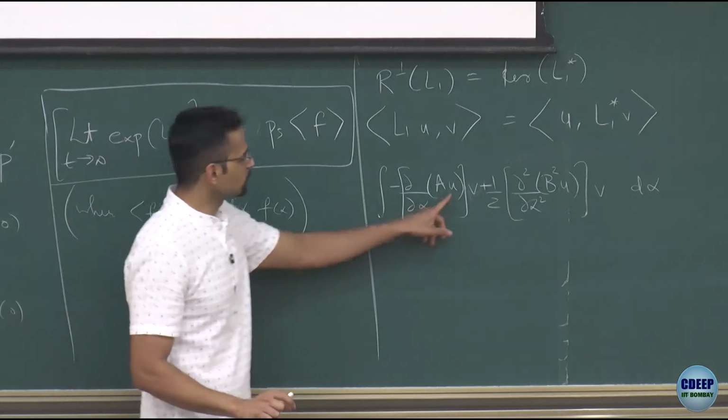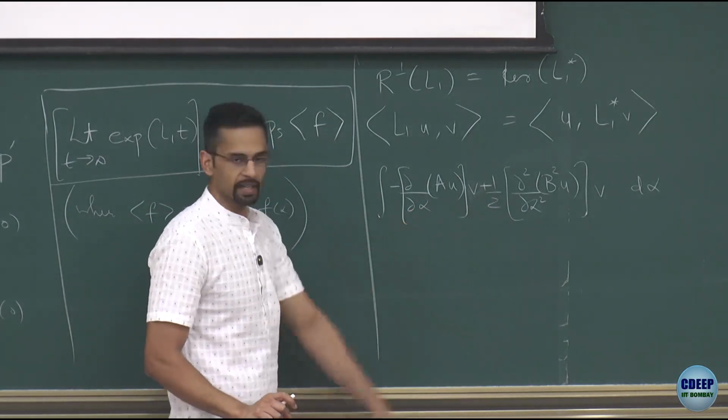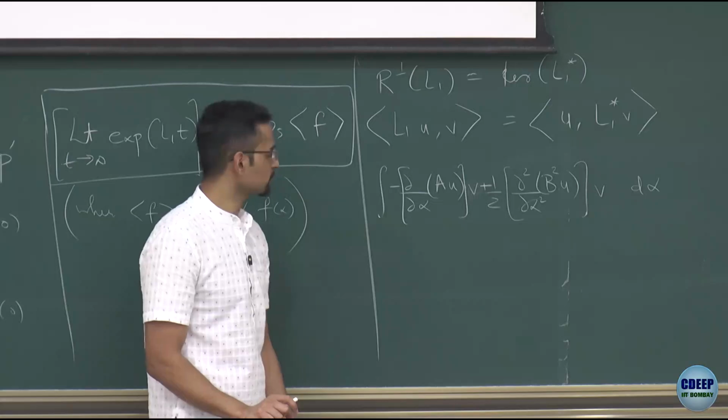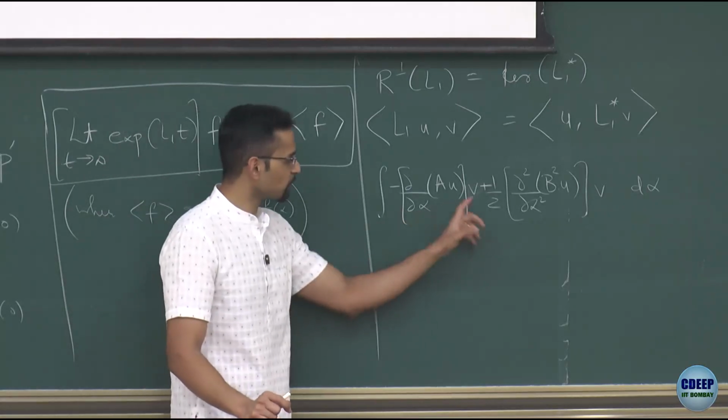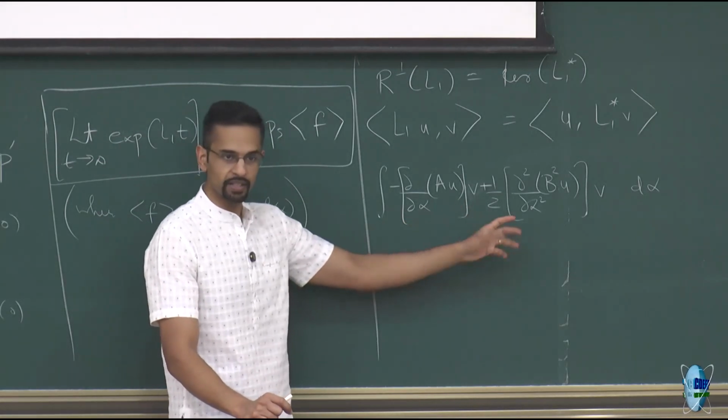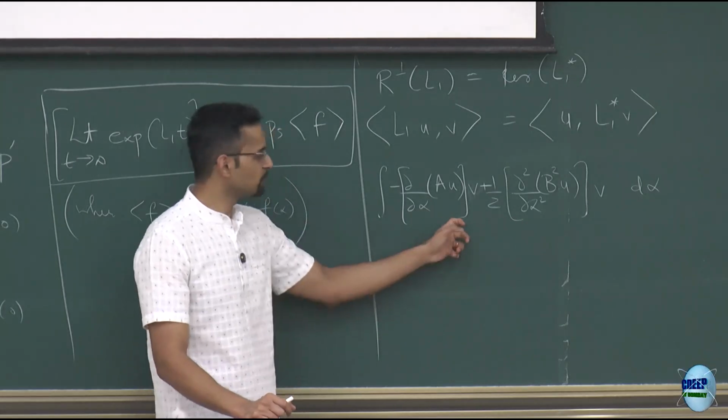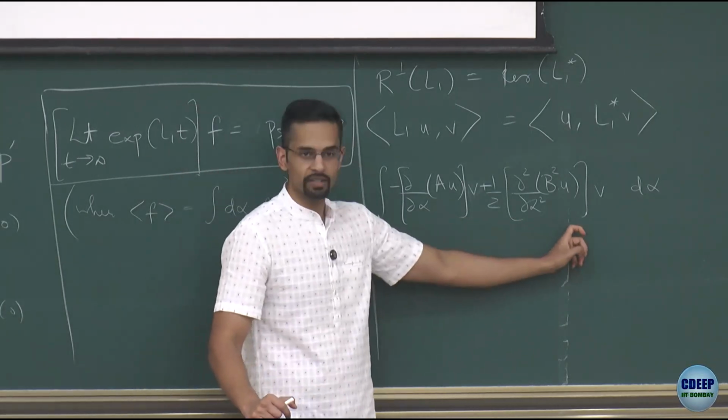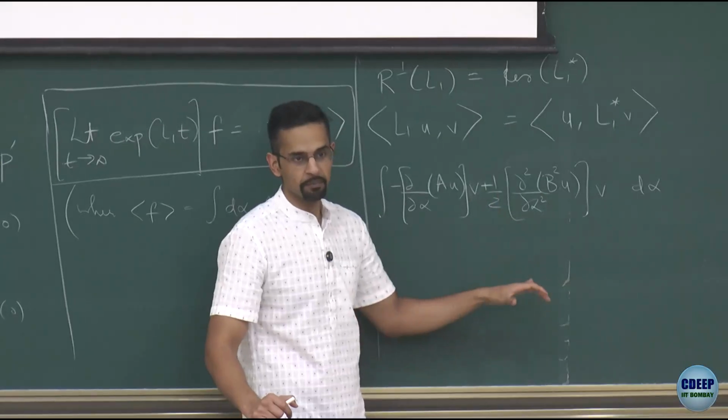So we operate on U, but we multiply by V and take the integral. That's the inner product. And now what we want to do is switch the operator onto V. So you do integration by parts. Here you do it once, here you do it twice, and then you will get some boundary terms.